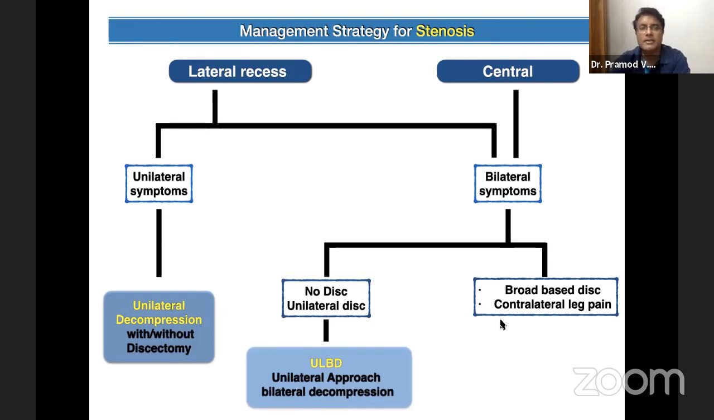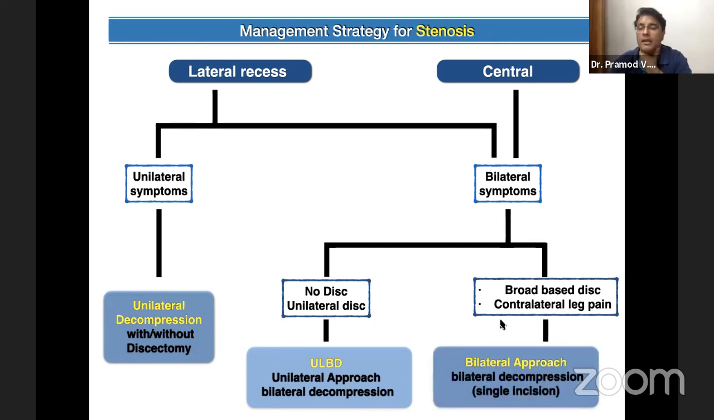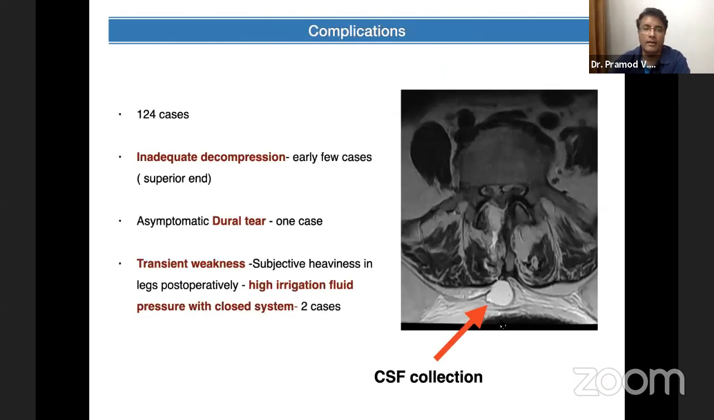But sometimes the patient has radicular pain on one side, and on the MRI, the disc herniation can be on the opposite side. Or sometimes there is a broad-based disc herniation, which I think it is not possible for you to remove only from the ipsilateral side. So in that case, I use a bilateral approach through a single incision, but two different fascial incisions. You have to cut the lumbar fascia at two different places. And this bilateral decompression with a single incision is a good way to tackle contralateral leg pain.